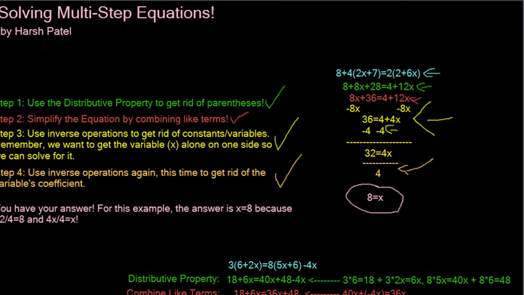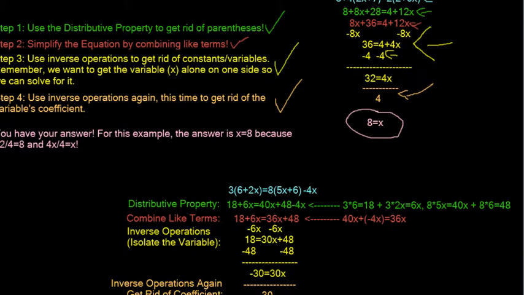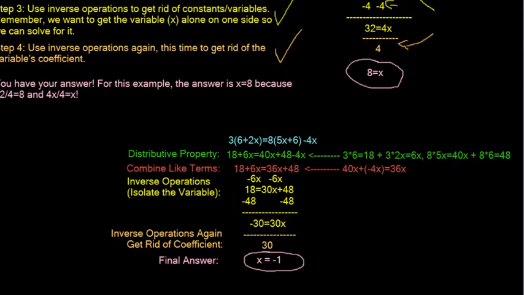Let's try 2 more examples. For our next one, let's go with 3(6 + 2x) = 8(5x + 6) - 4x. Now, it may seem quite daunting at the start, but you have to go through the same steps to solve this one. First, distribute everything in the parentheses to simplify the equation to get 18 + 6x = 40x + 48 - 4x. See, it's much more simple once distributed.